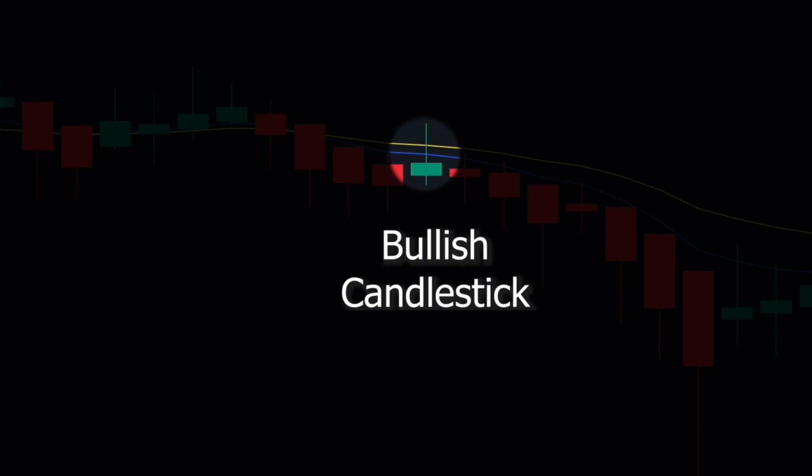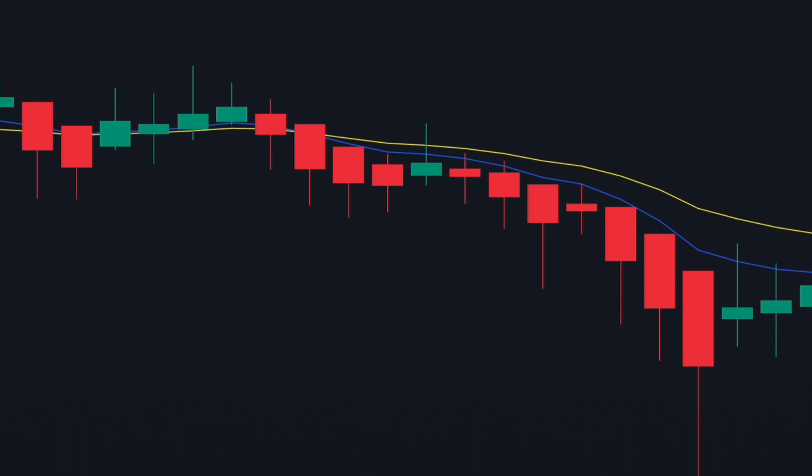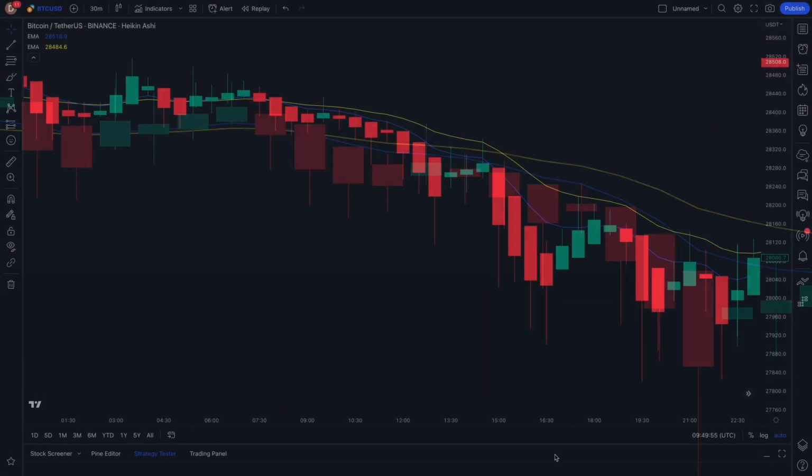For a pullback to occur, a bullish Heikin Ashi candlestick needs to touch one of the two EMAs. As with buy trades, the price action necessarily has to close below the 18th EMA. When the first bearish Heikin Ashi candlestick appears, it will be a confirmation for entry.